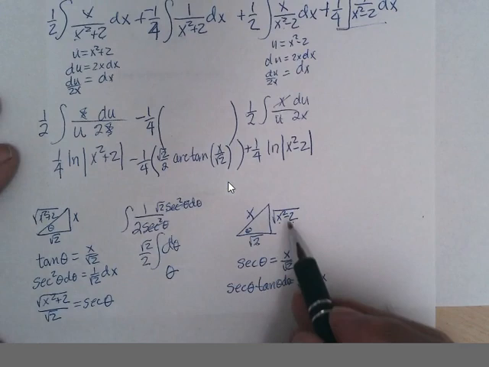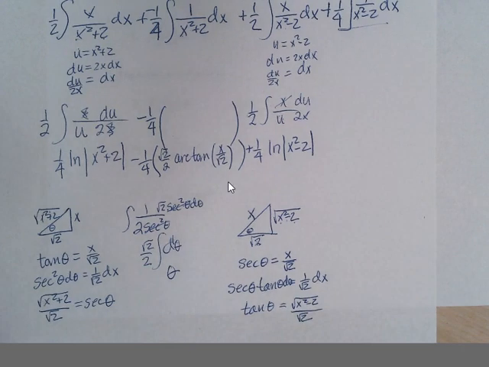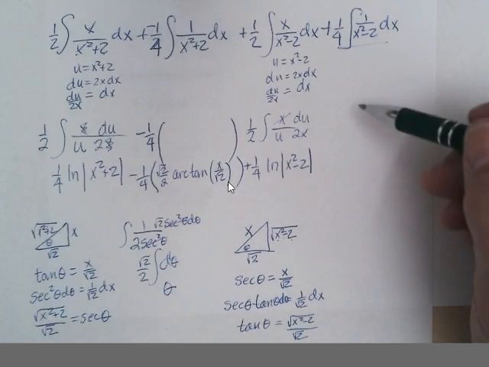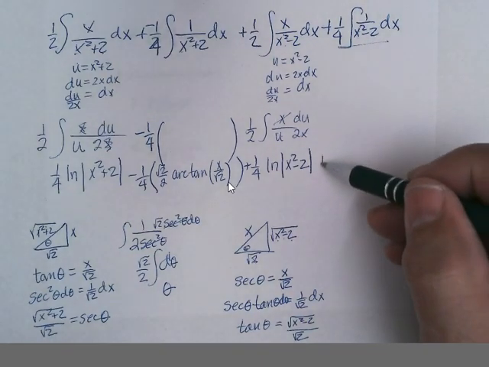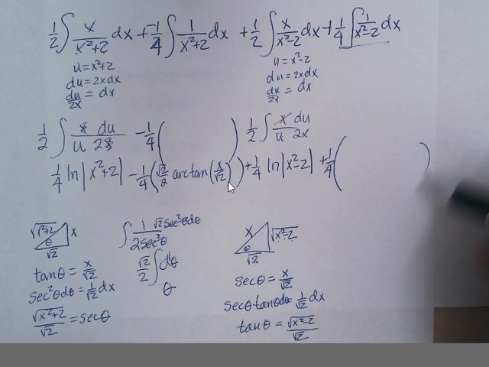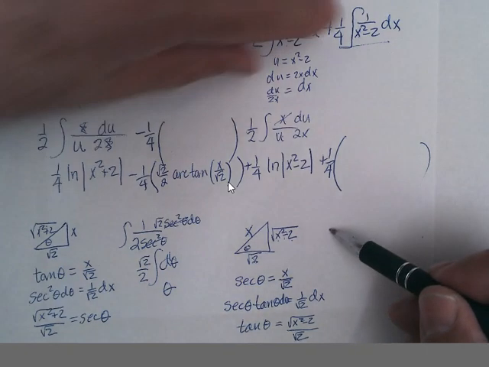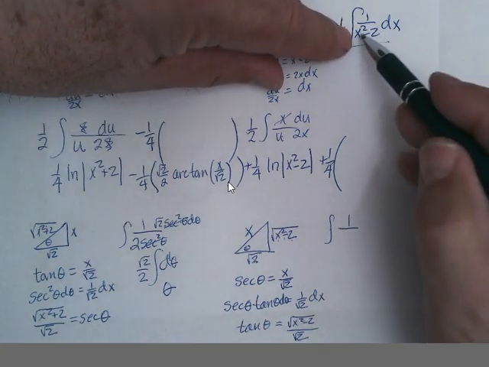And the tangent of theta is the square root of x squared minus 2 over the square root of 2. So I'm ready to make the substitutions. So I've got the 1/4. And then I'm going to figure out that antiderivative, and I'm going to do that by saying it's the integral of 1 over that mess.